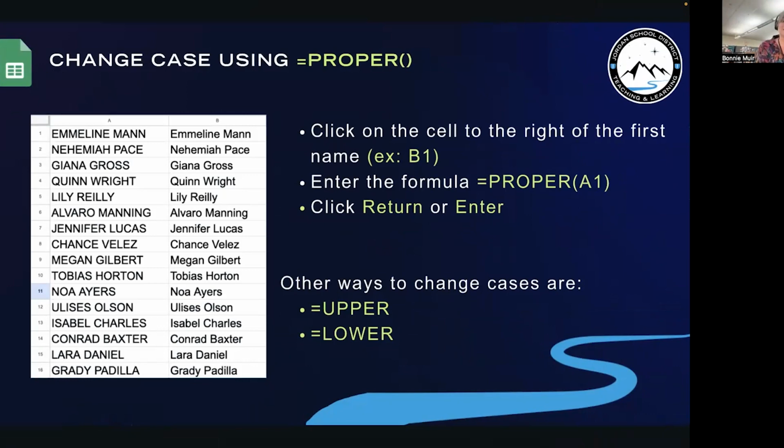A lot of times when teachers download lists of students from Skyward, I think 100% of the time the names are in uppercase. And if you want to change names from uppercase to lowercase or any other case, what you'd want to do is, I have some names here in column A. The first one is Emmeline. So I'd put my cursor in cell B1, and then I would just type equal PROPER, like in proper name. And then you indicate cell A1.